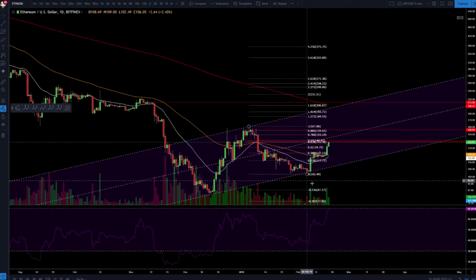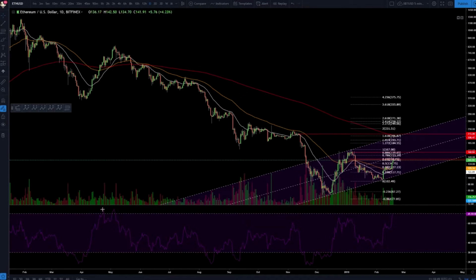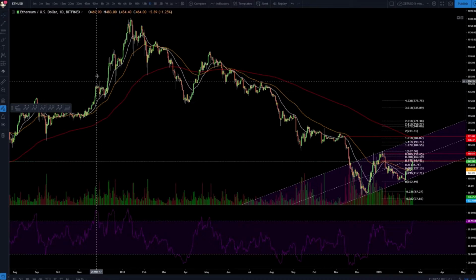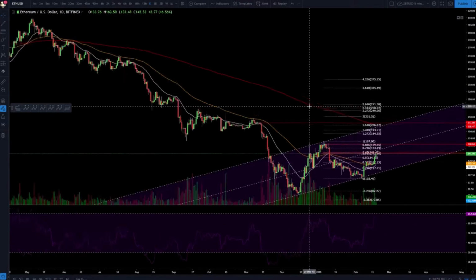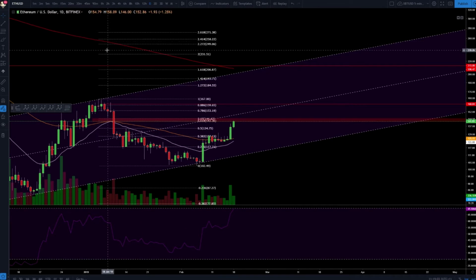What you can also see on the daily is we're not even overbought yet. When is the strongest move? The strongest moves happen when it's overbought. You get the last bit of pushing. It was overbought here, and then you get a huge push. So it's great to see that we have such a breakout right now.